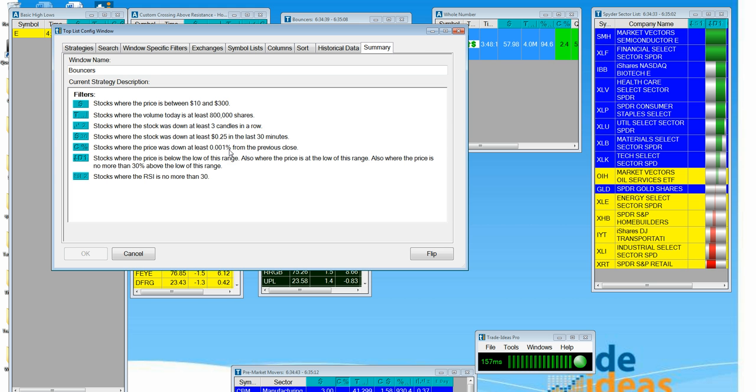I want stocks that are below the close. This is going to ensure that all the stocks I see are below the close. This is one I use a lot. It's called our position in range filter, which is the daily range.